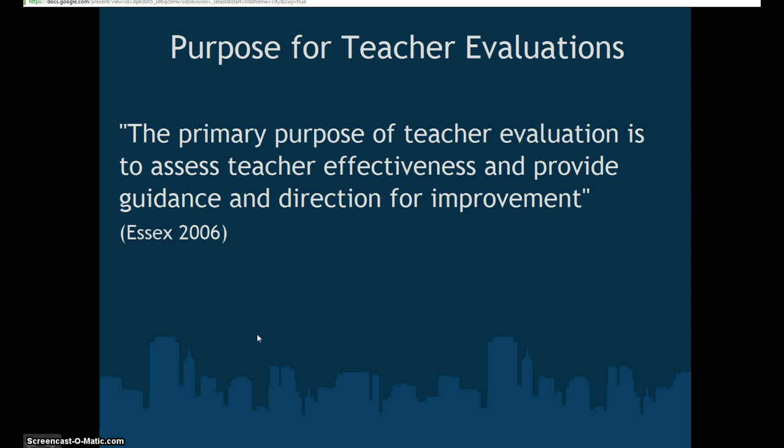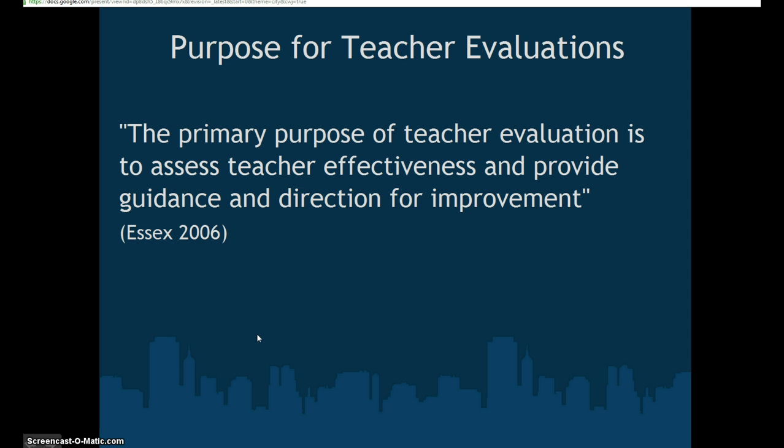The primary purpose of teacher evaluation is to assess teacher effectiveness and provide guidance and direction for improvement. Teacher evaluation should serve as the springboard to the development of a purposeful plan of professional development to help the teacher develop as a professional, to help them grow and to become more effective in their instruction.